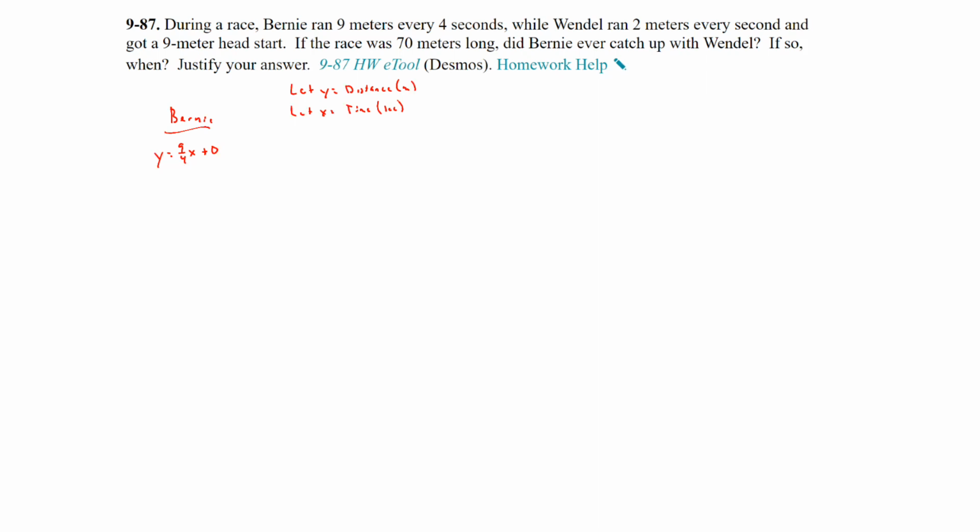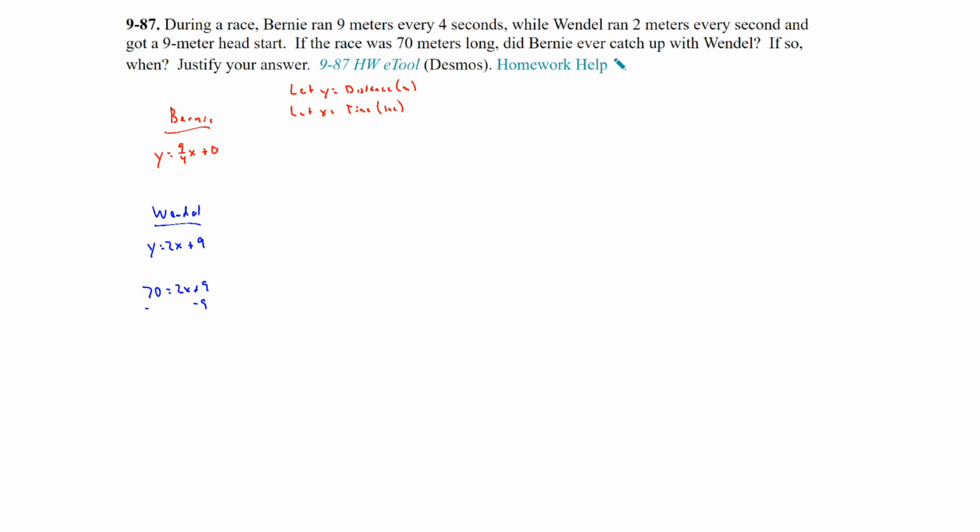Whereas Wendell ran 2 meters every second, so y equals 2 meters every second, and got a 9-meter head start, so that's plus 9. So Wendell got a head start from Bernie, so he's 9 meters ahead. If the race was 70 meters long, did Bernie ever catch up with Wendell? So our distance we now know. So we'll plug in 70 for Wendell.